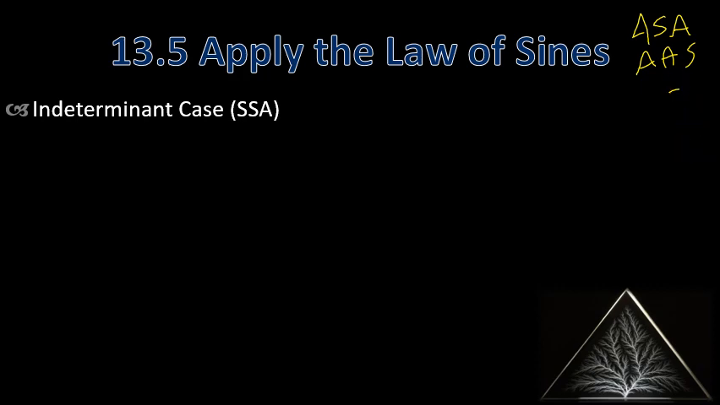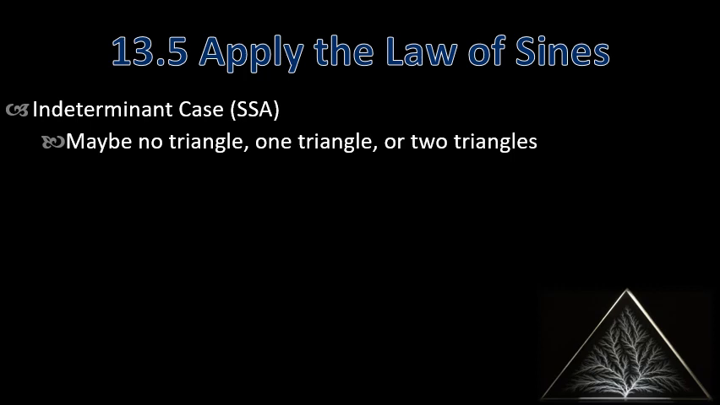And that leads us to a problem because we are not guaranteed to have a single triangle if we have the SSA case. You might not have a triangle at all. You might have only one triangle, or maybe you have two different triangles that have the same set of sides and angle but look different.